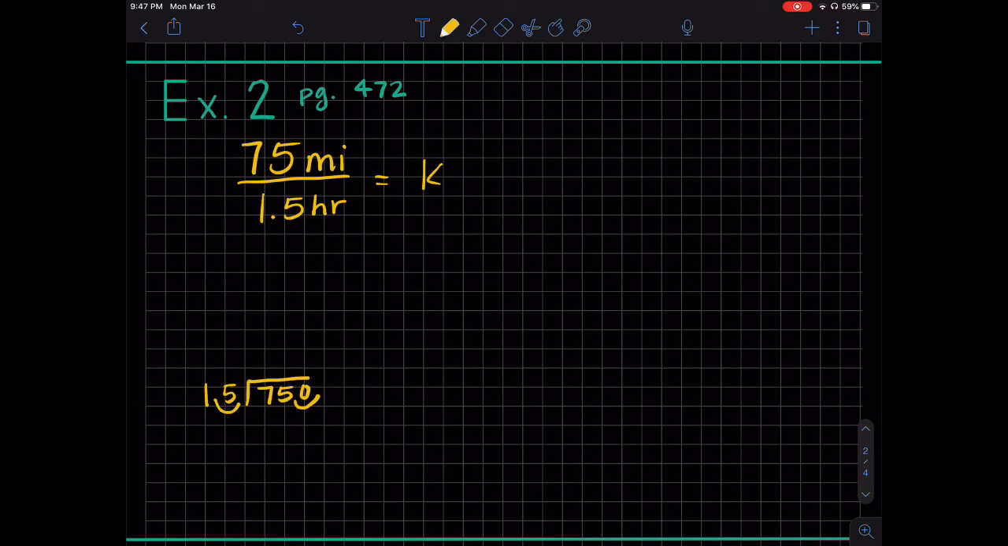So 15 goes into 75 5 times. We subtract that, and it's 75, and we get 0. So here we can say that it's 50 miles per 1 hour. Okay, so from very early on in our book, we remember that rate times time equals distance. Now we have our constant, or a rate, at 50 miles per 1 hour.